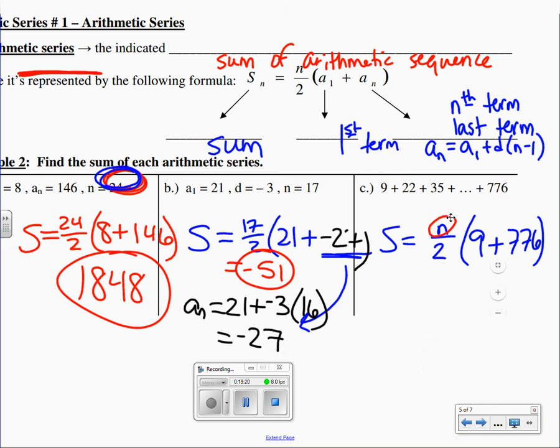But to find N, I'm going to use yesterday's formula. But I can go ahead and put something in for AN. What can I put in for AN? 776 equals, what's the first one? 9 plus, how can I find D? What they're going by, 13. And then I'm trying to find N, so N minus 1.